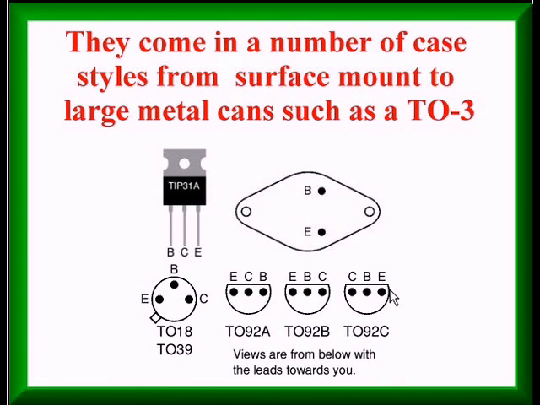Also note briefly that these transistors come in a number of styles, from surface mount to large metal cans such as a TO-3. Just because it looks like this doesn't mean it has a transistor in it or any particular type. It could even be an SCR or a triac. Check your spec sheets.